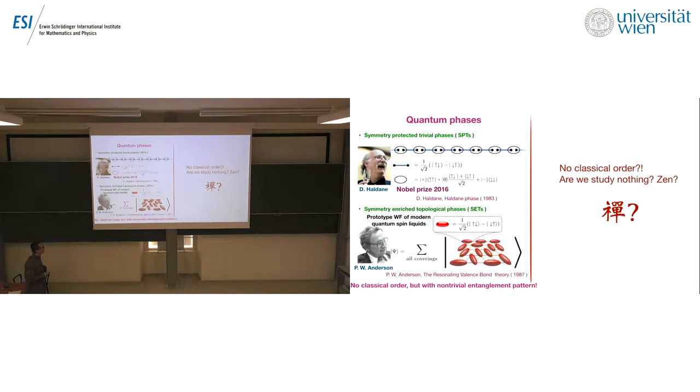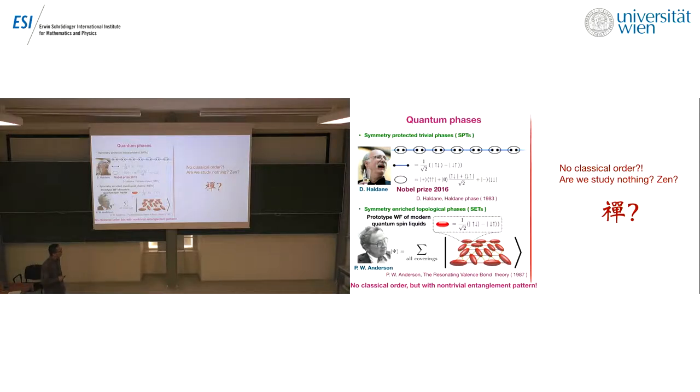So why is it important? It turns out that this type of wave function is a prototype for the modern understanding of quantum spin liquids. Basically, we are trying to have a quantum system that has no classical order. So one question is, there's no classical order, so what's the point? Why do we want to understand this kind of wave function? Why is this useful, and why does it change our understanding?